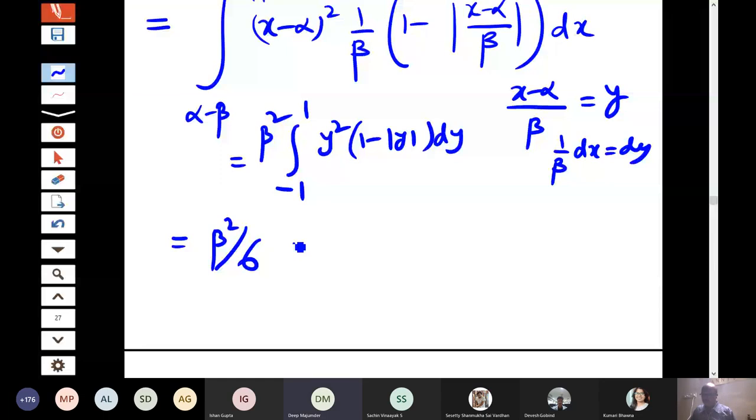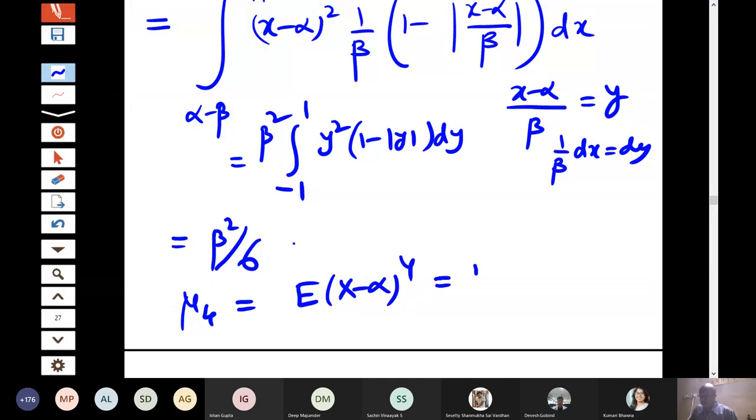Now the fourth one, again you can easily do it. For calculation of the fourth one, it is expectation of (x minus alpha) to the power 4, isn't it? So again it will be extremely simple, because it will be beta to the power 4 times the integral from minus 1 to 1 of y to the power 4 (1 minus mod y) dy. So you can easily evaluate it. Anyway, I am not writing down the calculation here.